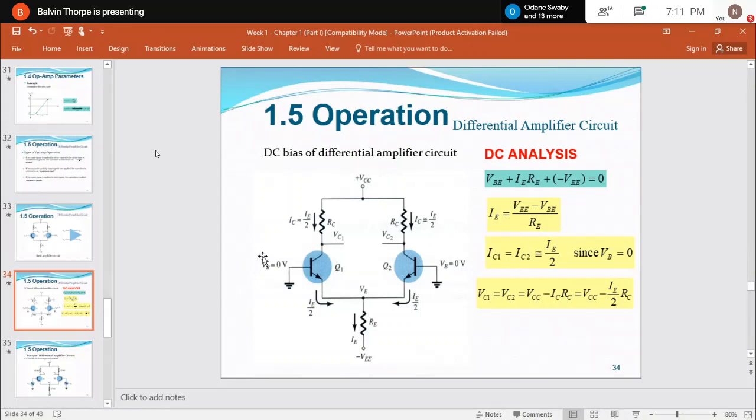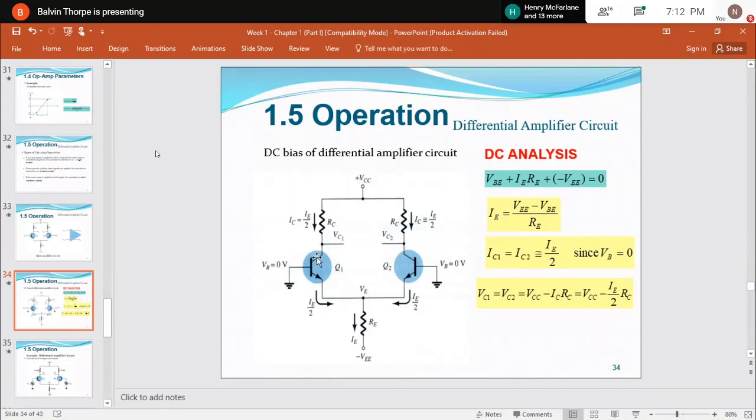The input loop starts from here, goes through here, incorporates here, and comes back around here. So that's the input loop, okay? The output loop, of course, would be VCE. So this comes through here, back through here, and that's for one. We're looking at one transistor individually, right?